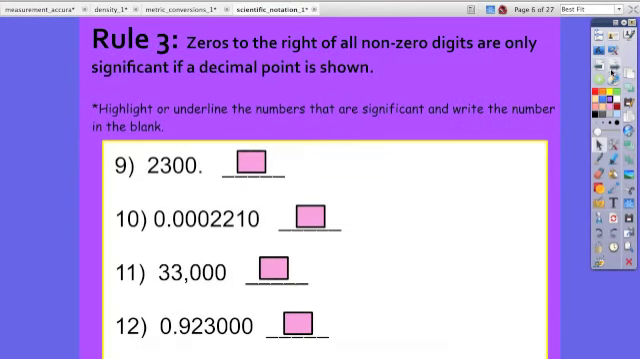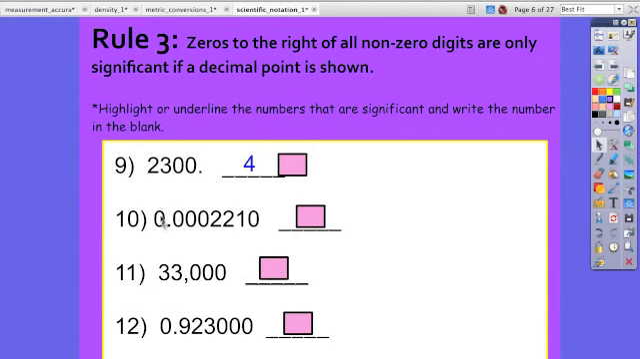Rule number 3. Zeros to the right of all non-zero digits are only significant if a decimal point is shown. Here we have a decimal point. It means that if we placed 2,300 milligrams of a chemical in a balance, this is how precisely we measure it. It's not saying 2,301 milligrams, it's just saying it is up to 2,300 milligrams. So we have 4 significant figures.